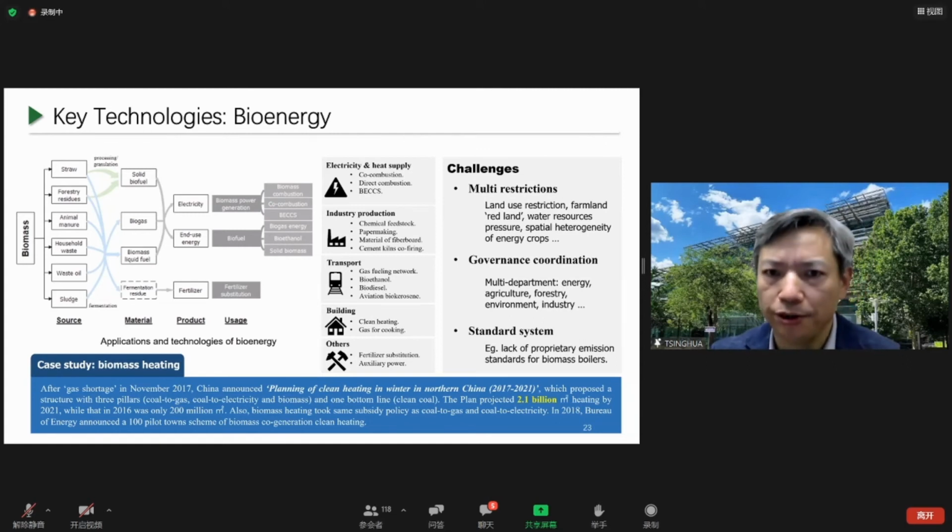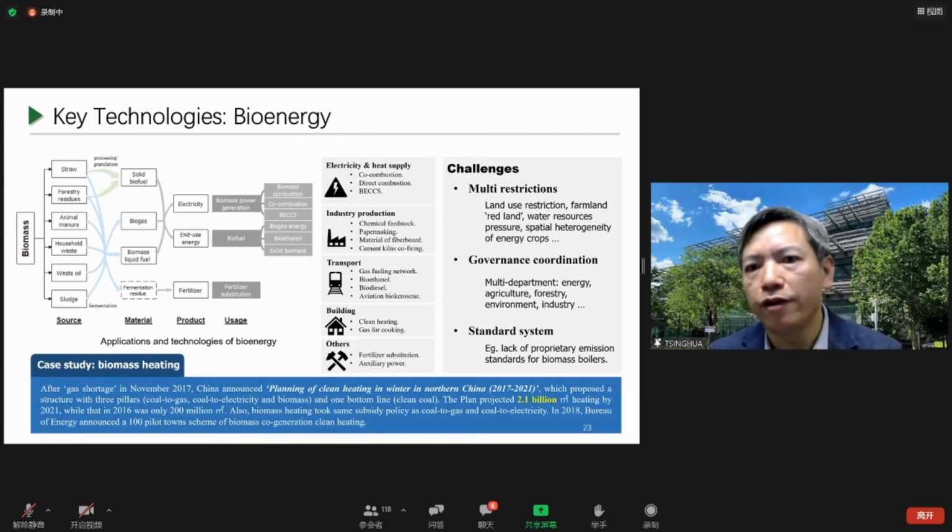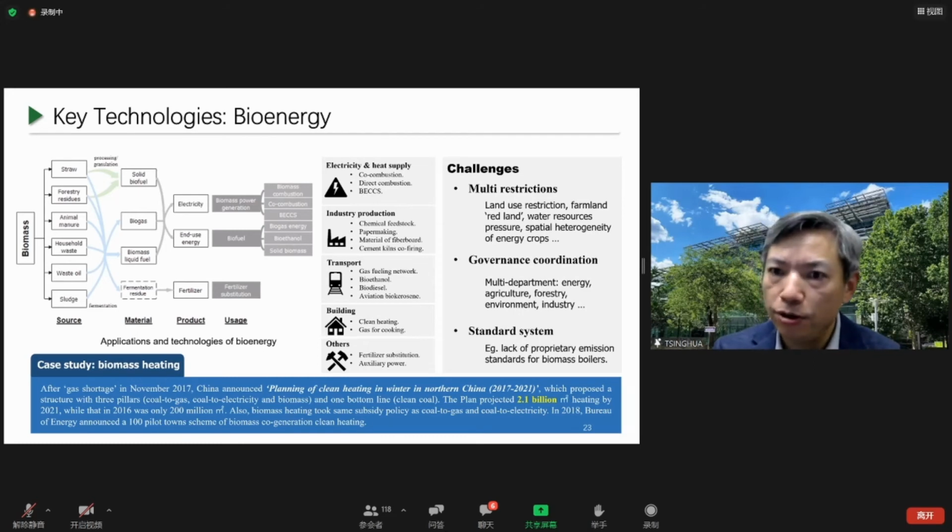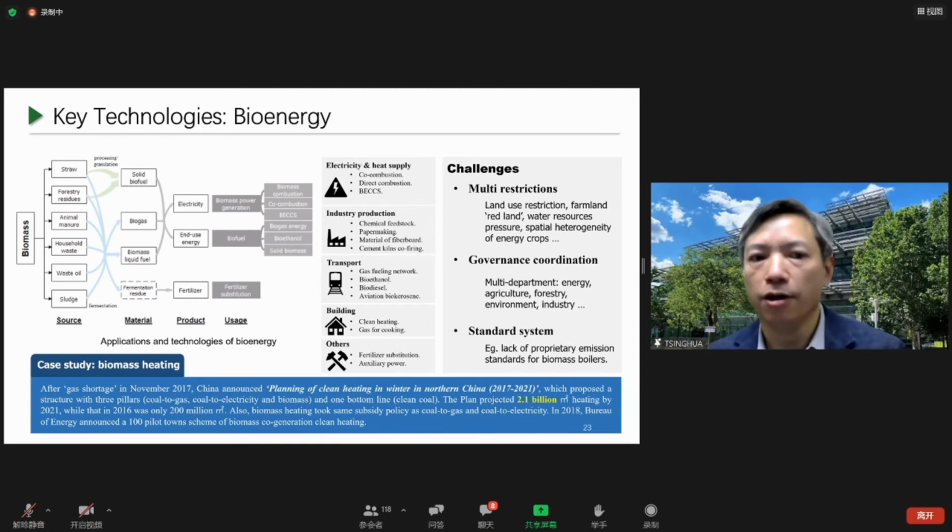Resources potential restriction is another challenge. Bioenergy involves multi-dimensional requirements covering abundance of energy crops, water resources, technological adaptivities, land use type, and so on, which pose multi-restrictions upon bioenergy usage. Therefore, coordinated governance and guidance are highly demanded, as well as a standard system to support the diffusion of this type of technology.